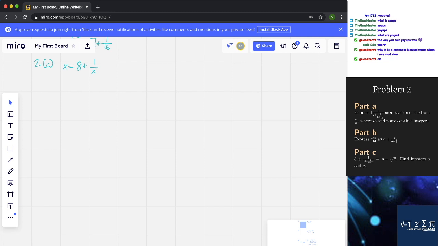Alright, but anyways, we get this quadratic, and now let's do the solve. So x squared minus 8x plus 1 equals 0.